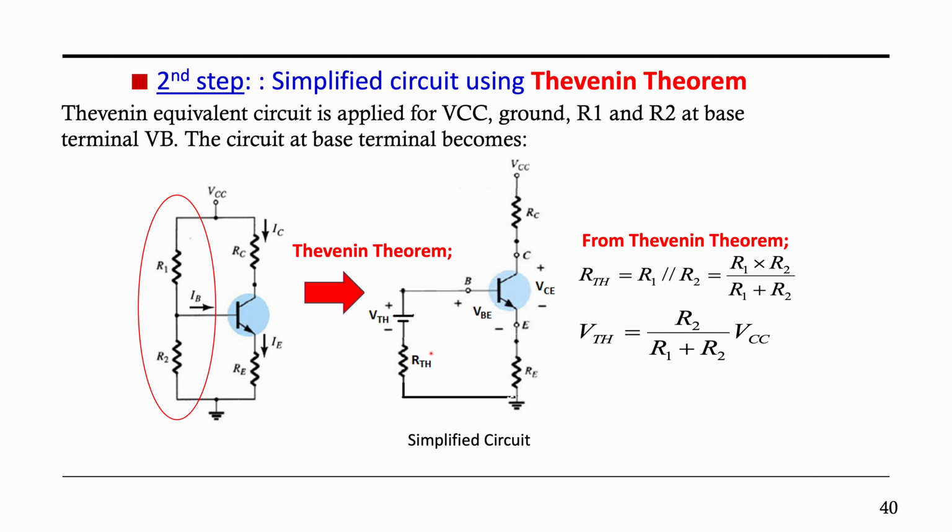For the Thevenin theorem, I think most of you already know because you are electrical students. We need to find the R Thevenin. How to find it? Because R1 and R2 are connected in parallel, it is R1 in parallel with R2, then you will get a new value of R. Next, how about the V Thevenin? The value for the voltage, since this is at point VB here, is the voltage across R2, so it is R2 over R1 plus R2 multiplied by the VCC.